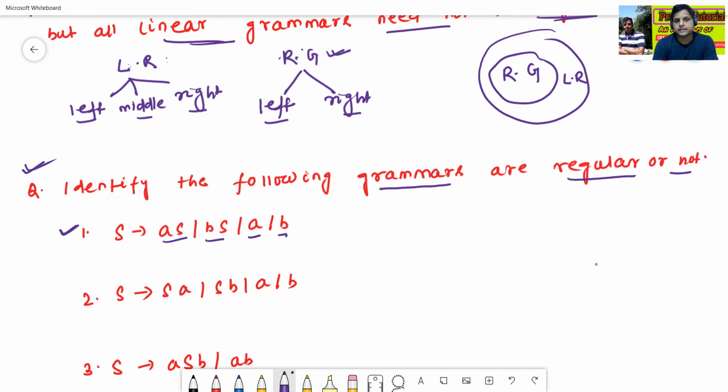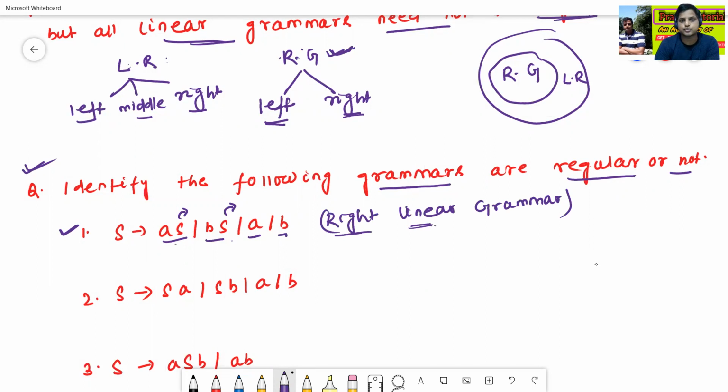See here, this grammar is called a right linear grammar because the rightmost part is a non-terminal. Since it is a right linear grammar, what is the definition? A regular grammar is either left linear or right linear. Since this grammar is right linear, it is called a regular grammar.